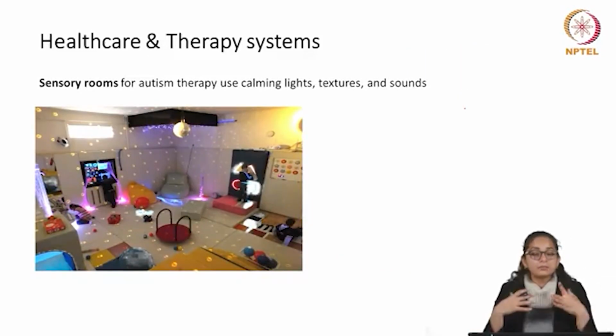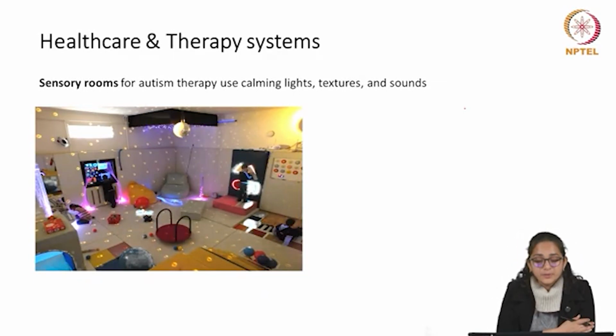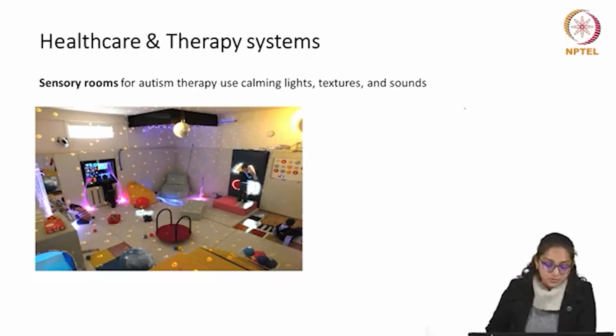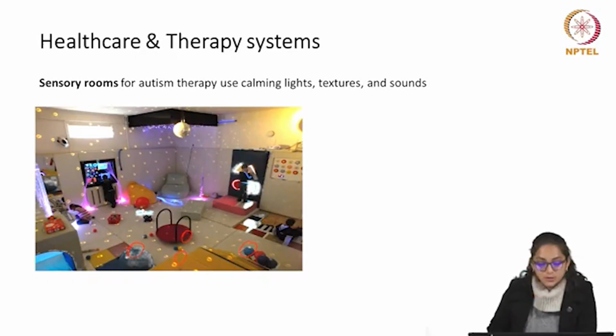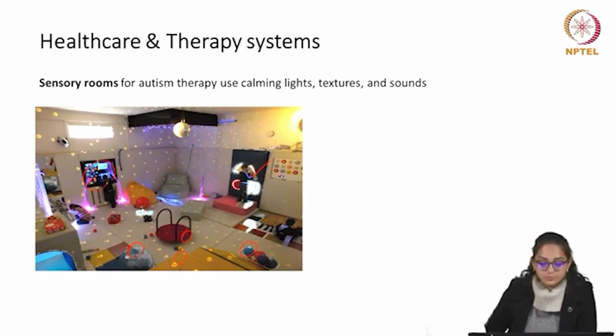Then there can be multi-sensory interactive rooms, particularly for autism therapy, using calming lights, textures, sounds, etc., for children who may be on the autism spectrum. As you can see in this image, there's also light. There are all kinds of different tactile furniture, so different kinds of tactile and sensory inputs, as well as visual inputs, as well as screen based inputs. All of those are present.